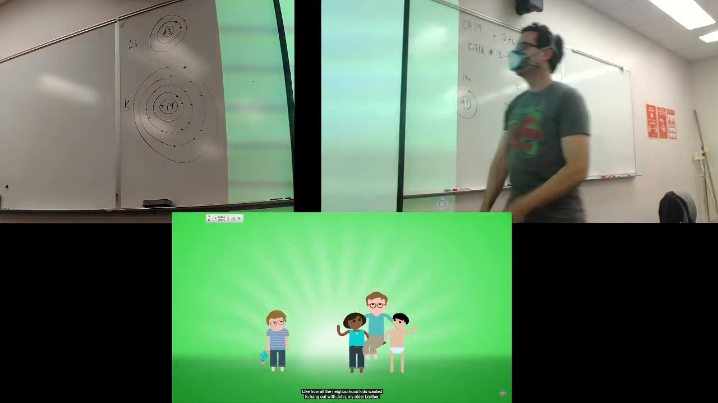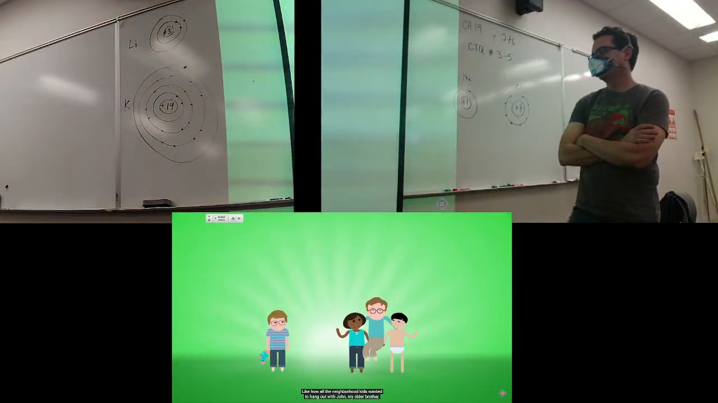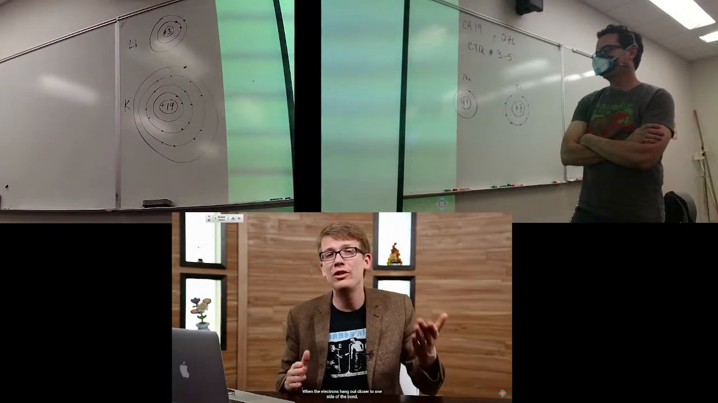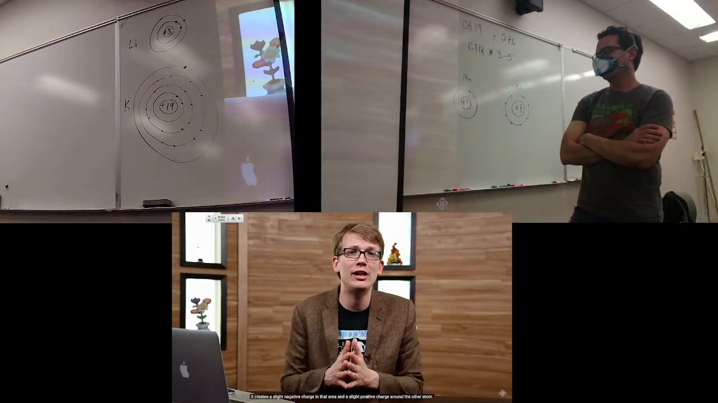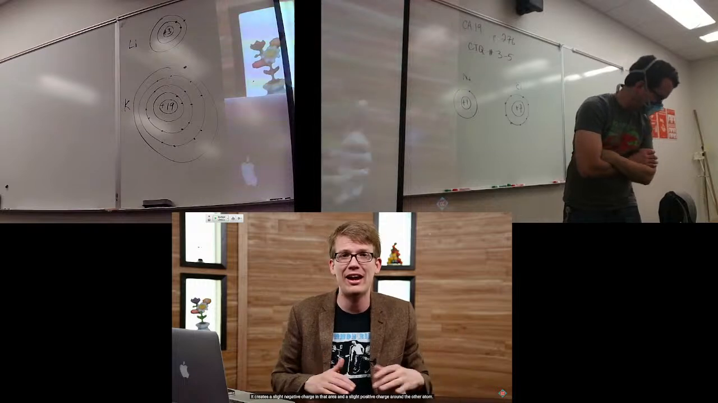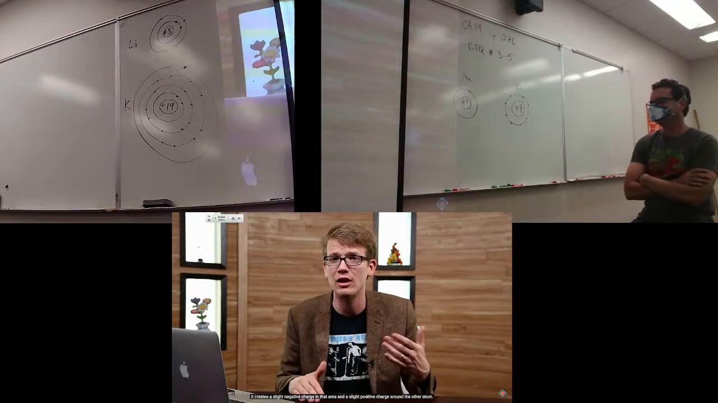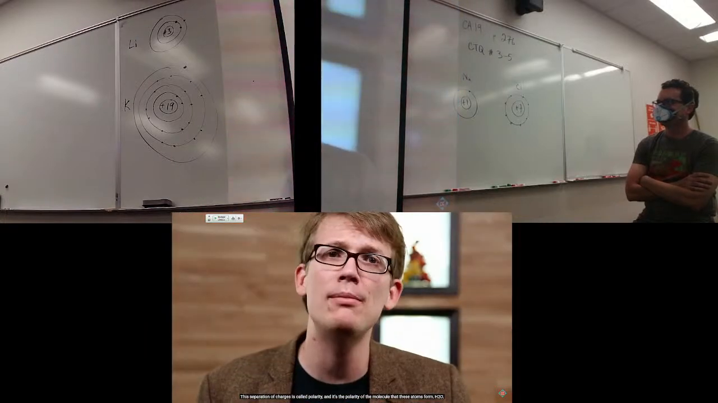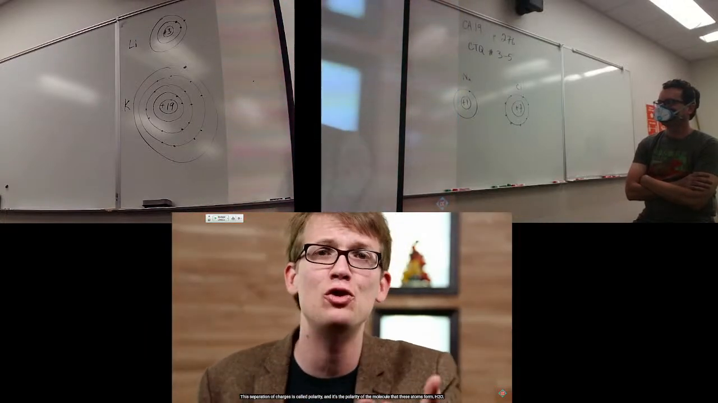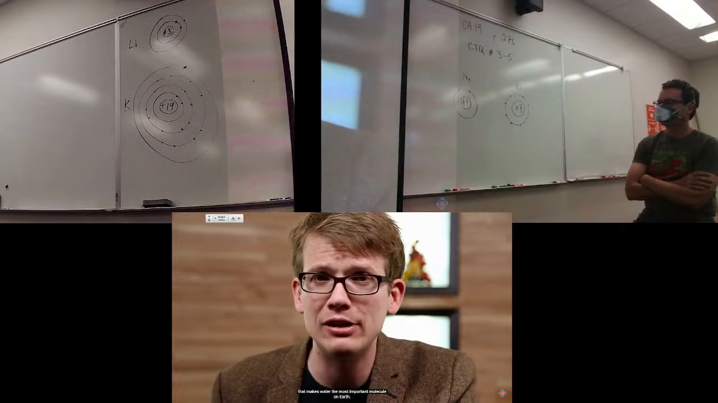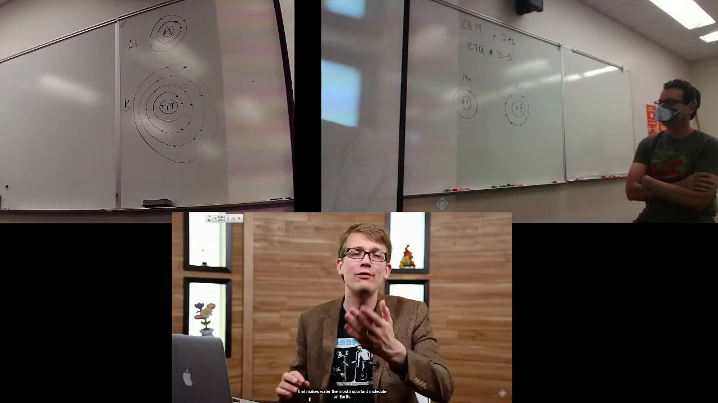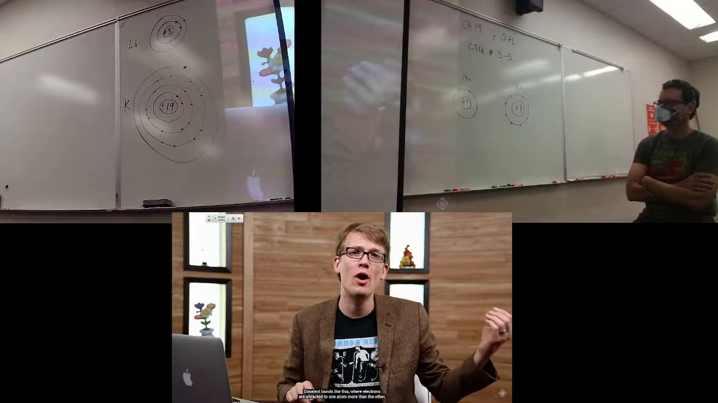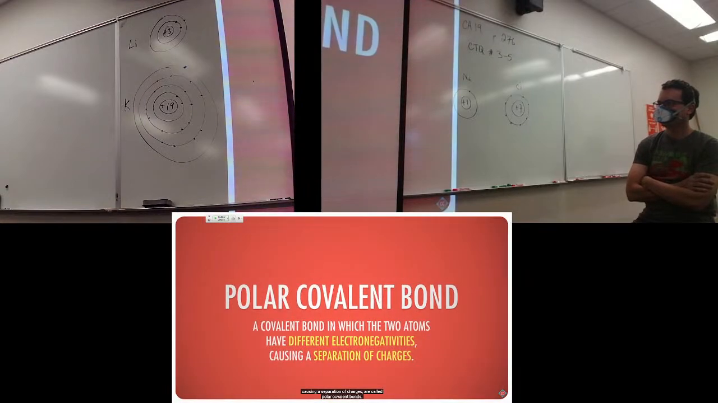Like how all of the neighborhood kids wanted to hang out with John, my older brother, because he was more charismatic. When the electrons hang out closer to one side of the bond, it creates a slight negative charge in that area and a slight positive charge around the other atom. This separation of charges is called polarity. And it's the polarity of the molecule that these atoms form, H2O, that makes water the most important molecule on Earth. Covalent bonds like this, where electrons are attracted to one atom more than the other, causing a separation of charges, are called polar covalent bonds.